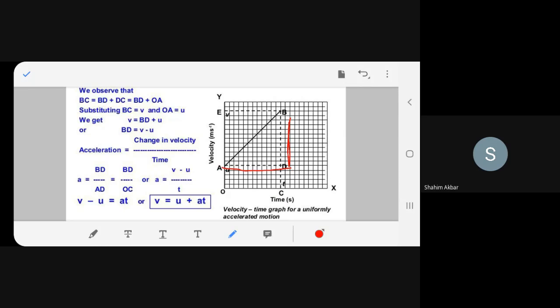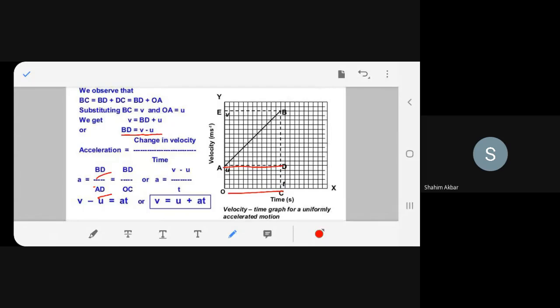Understood or not, beta? So what I will take, a is equal to change in velocity, that is BD, upon time, that is AD. Here you can see, BD upon AD. Got it? But we know that AD is equal to OC because I'm not given AD. Remember that OC is given, but AD, what is AD?